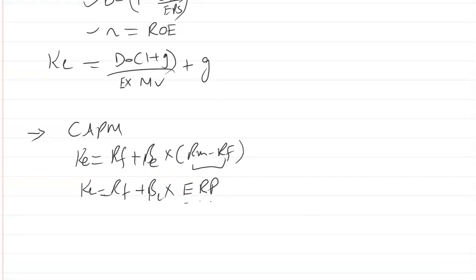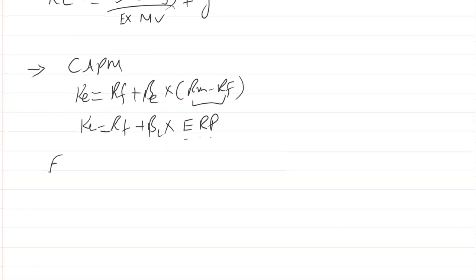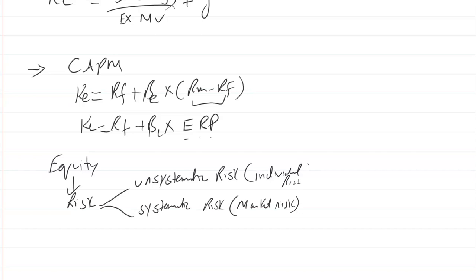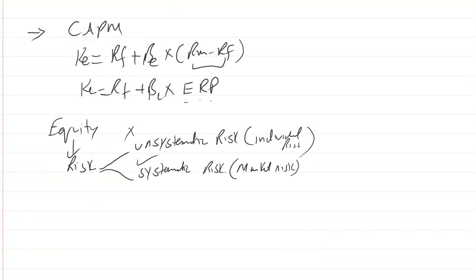Remember, stocks or equity are extremely risky, and there are two risks involved: unsystematic risk and systematic risk. This is market risk and this is individual risk. Unsystematic risk can be diversified away, but systematic risk will always be there.